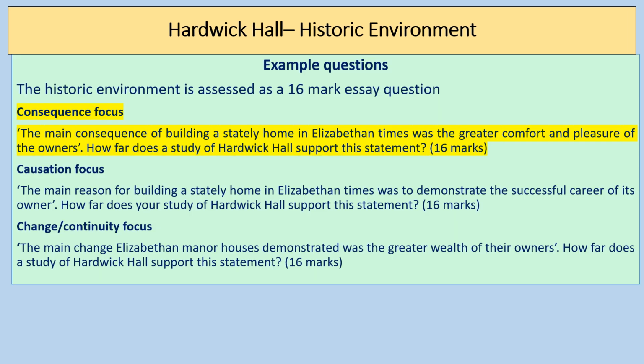So in this video, we're going to look at this consequence question. It's highlighted in yellow that you can see there. And we're going to look at the question. The main consequence of building a stately home in Elizabethan times was the greater comfort and pleasure of the owners. How far does the study of Hardwick Hall support this statement?